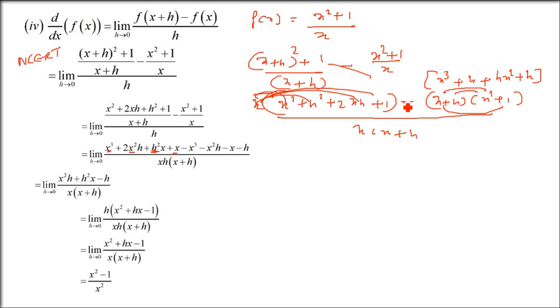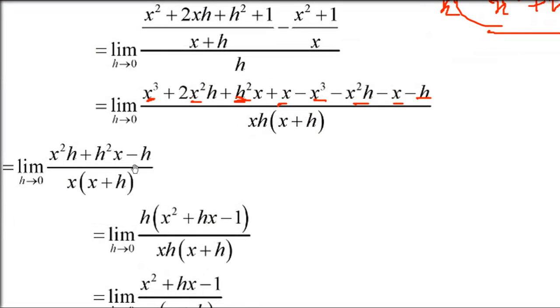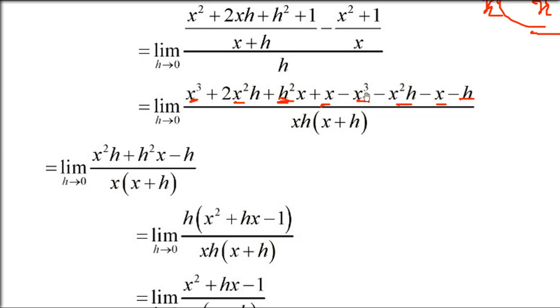Now just open this. When you open the negative, it will all be negative. So this is minus hx square and minus... I'm just showing it here only so that I can show you what gets cancelled. So what all are going to cancel? x cube and x cube went cancelled. Then 2x square h and minus x square h will be x square h, because you can just subtract them.